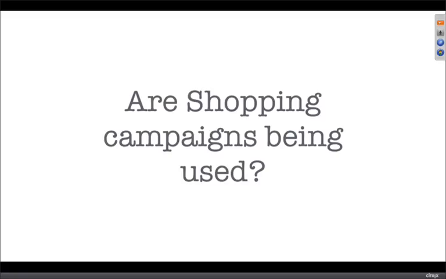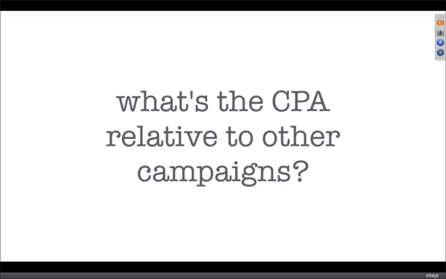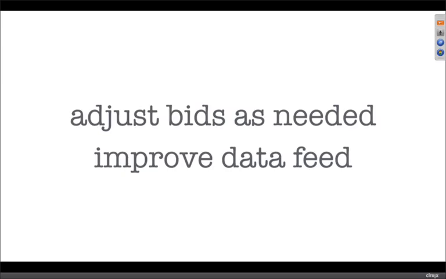I'm looking at what's the CPA, how does it compare to my other campaigns. I'm just reviewing an account at the moment that has about 50 different shopping campaigns, so that's going to be an interesting one to audit. But so far, it actually looks pretty good, and the CPAs there are very decent. The 80/20 of management here is to adjust the bids of those product groups, and also improve the data feed.